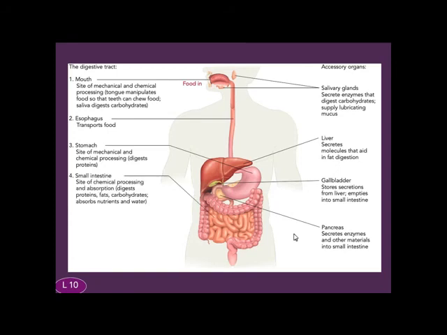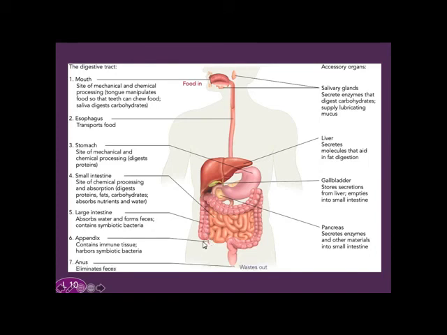So the small intestine is where most of the chemical processing and absorption happens, and so most of the nutrients and water are removed. In the large intestine, the last little bit of water is extracted, and this is also where the feces are formed. We also have symbiotic bacteria in the large intestine. We consider the appendix part of the digestive tract, attached off of the large intestine, and it contains some immune tissue which harbors symbiotic bacteria as well. Finally, at the anus, waste is eliminated.